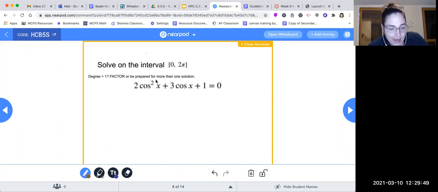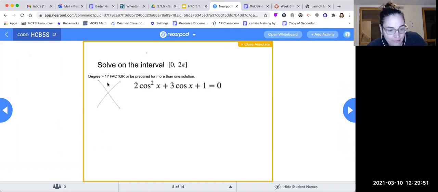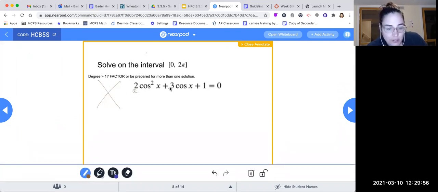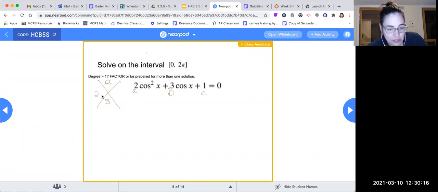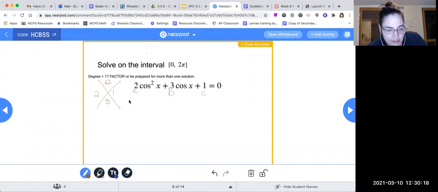So if you were factoring, remember that you have your a, which is the coefficient of the squared term, b, which is the coefficient of the linear term, and then c, which is the constant. A times c is going to be your product. B, or 3, is going to be your sum, right? So product, sum: what adds to 3 and multiplies to 2? It's going to be 2 and 1. So you can split the middle term to factor.